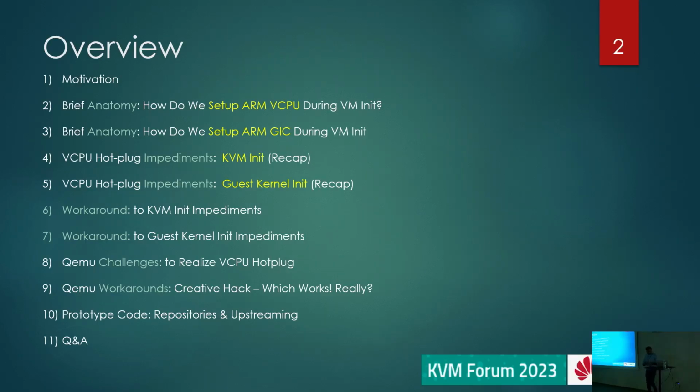Oh, yeah. So I'll be going through the overview. Mostly I'll be covering the motivation, what exactly prompted us to go down this path. Then, to set up the discussion, I'll go through a brief anatomy of how any CPU initialization happens in the case of ARM within QEMU and KVM. And of course, the related component, the interrupt controller for ARM, which is the GIC, how it initializes, and what the basic key elements are in context to the current discussion that we need to know before we proceed.